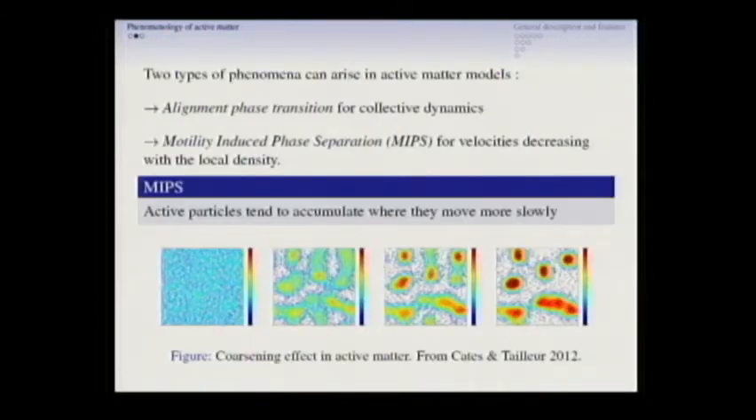So why are active matter and active systems of interest? It is because they have quite a rich phenomenology. I'm just going to mention two phenomena that can occur with active matter. The first one is alignment phase transition.